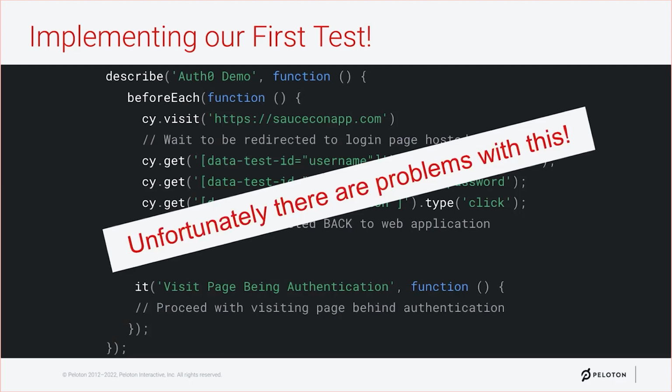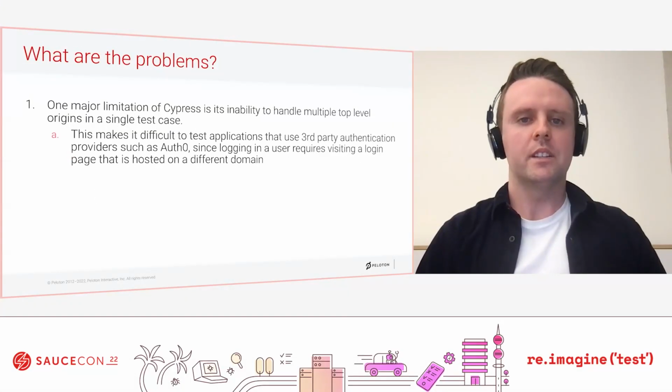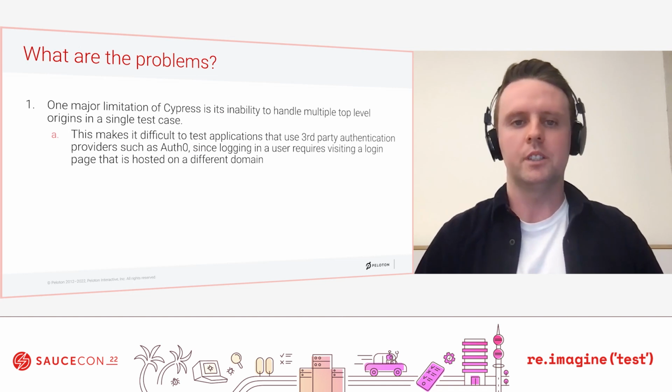Unfortunately, there are problems with this solution. The first problem is a technical problem. One major limitation of Cypress is its inability to handle multiple top-level origins in a single test case. This makes it difficult to test applications that use third-party authentication providers, such as OAuth, since logging in a test user requires visiting a page that is hosted on a different domain.